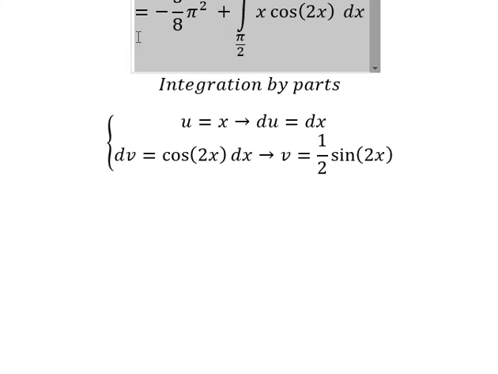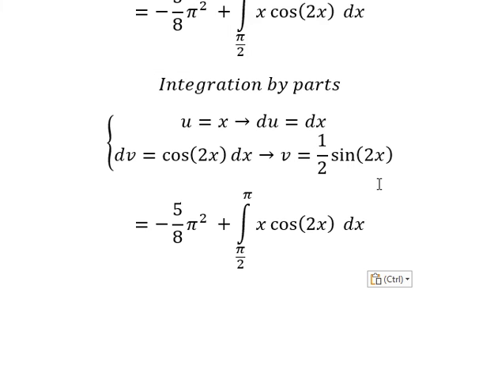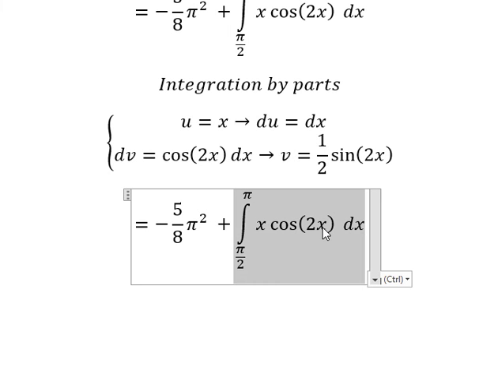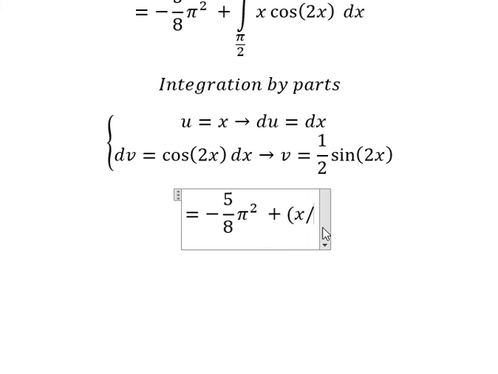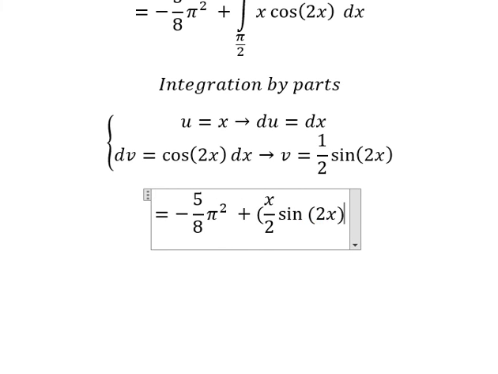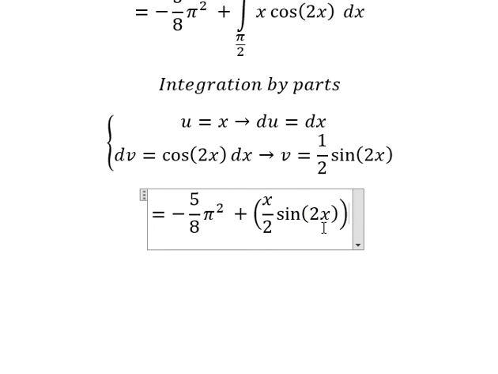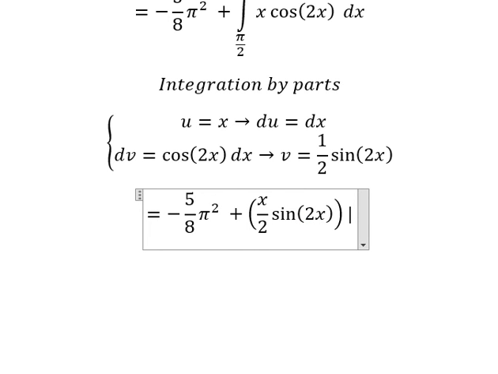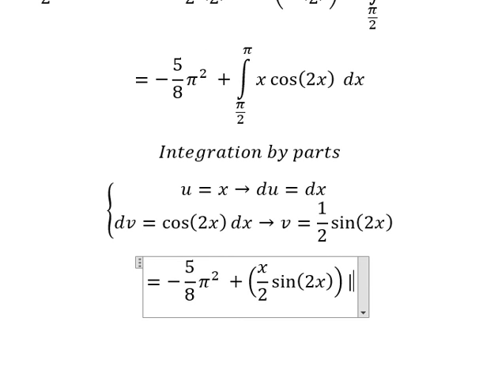And now we have u multiplied by v. So that should be x over 2 sine 2x. And we put the bounds from b over 2 to b.